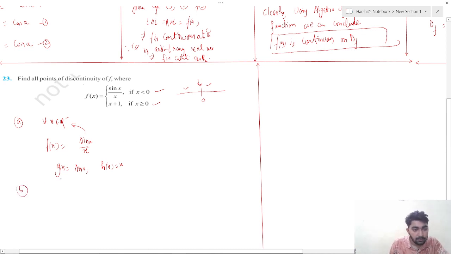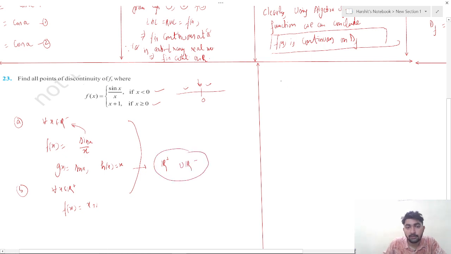The B part is for all x belongs to R positive. So again f of x is here x plus 1. This function is a polynomial function and it is continuous throughout R, hence it is continuous on R positive also. It implies that this complete function is continuous on R positive union R negative.